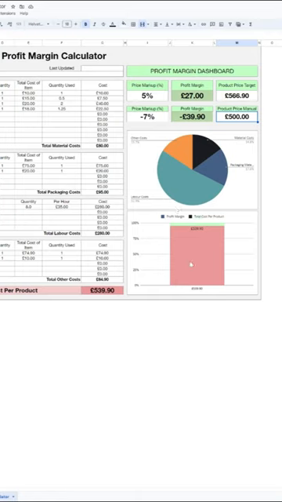I know this is only quick, but I find this really useful for pricing up projects that I do.